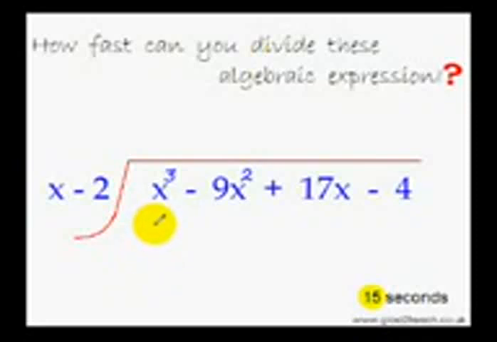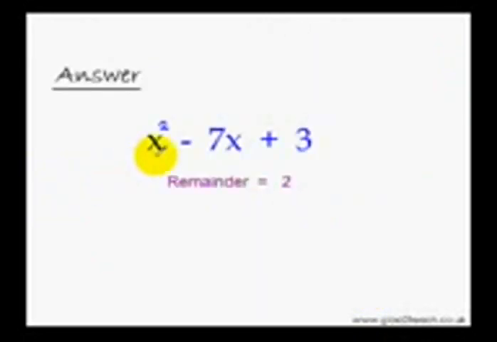Speed. So first you try to divide this huge polynomial with this linear binomial in 15 seconds. Then I'll tell you the fast way of doing it. Start. Your time is up. The correct answer is x square minus 7x plus 3, and the remainder is 2. So could you get it?